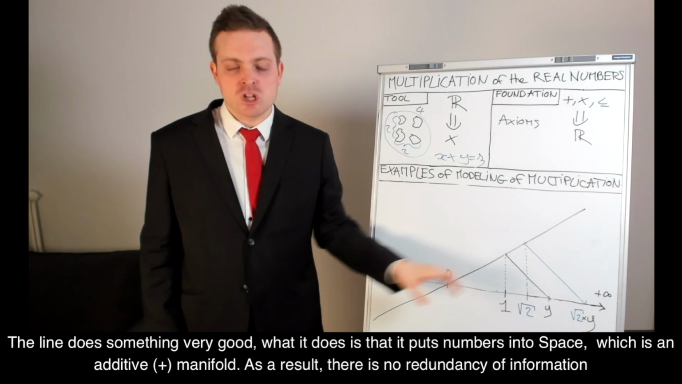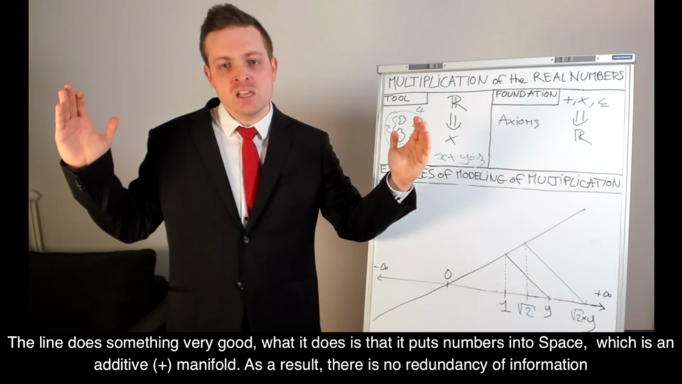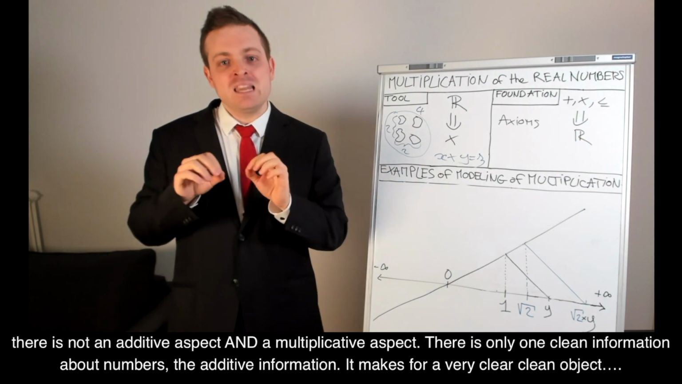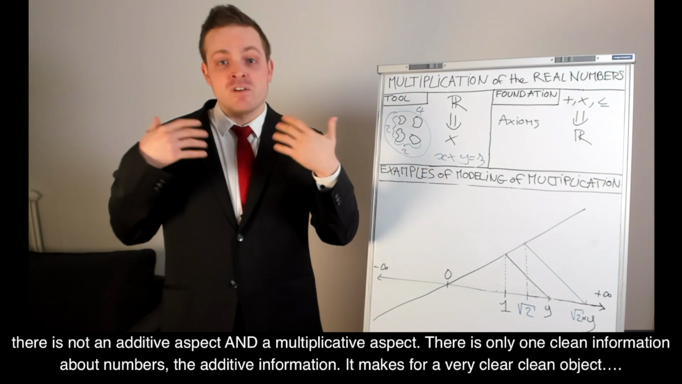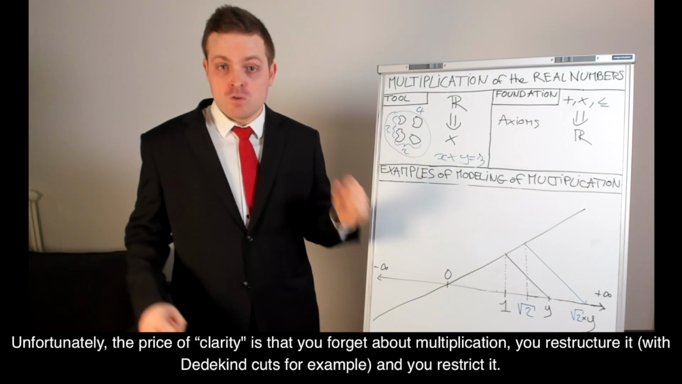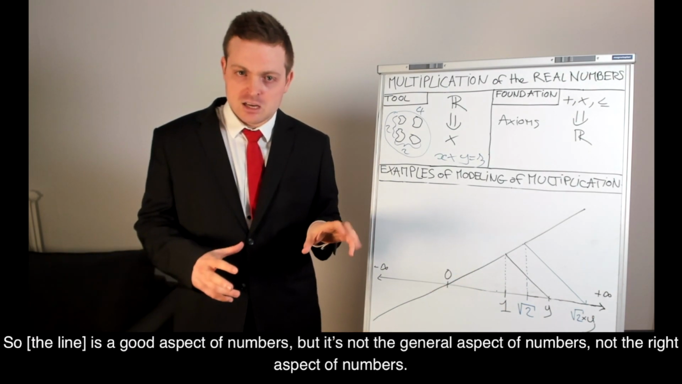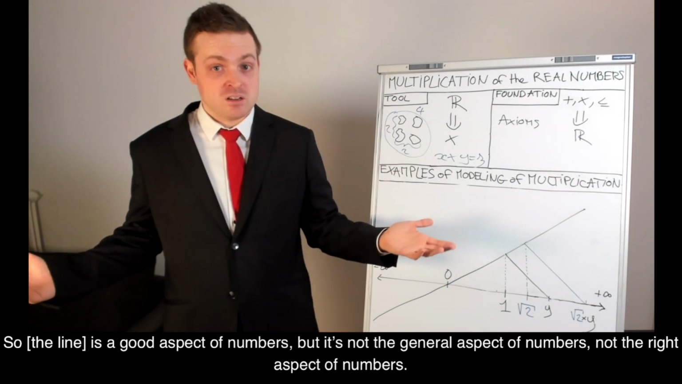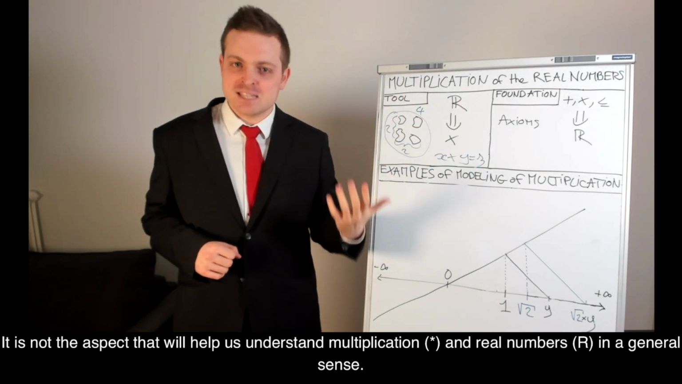What it does is that it puts numbers into space, which is an additive manifold, and as a result there is no redundancy of information. There's not an additive aspect and a multiplicative aspect. There's only one clean information about numbers, the additive information, and it makes a very clear, clean object. Unfortunately, the price of that is that you forget about multiplication, you restructure it, and you restrict it. So it's a good aspect of numbers, but it's not the general aspect of numbers. It's not the right aspect. It's not the aspect that will help us understand multiplication and real numbers in a general sense.